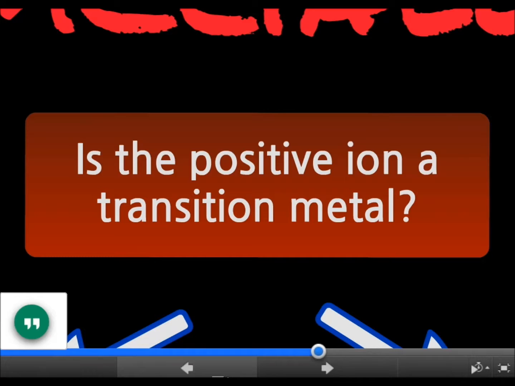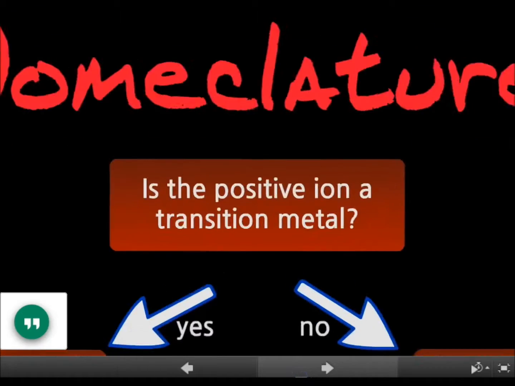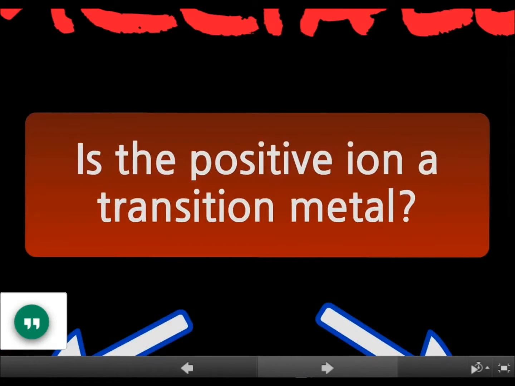Last video for ionic bonding, we're going to talk about naming the compounds. In the previous ones, I've given you names, but we haven't really talked about how to figure out the name. So the very first thing that you have to ask yourself is: is the positive ion a transition metal?